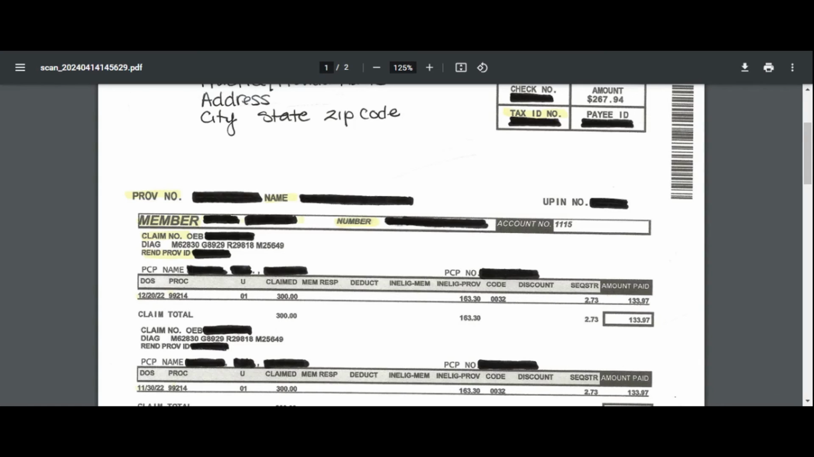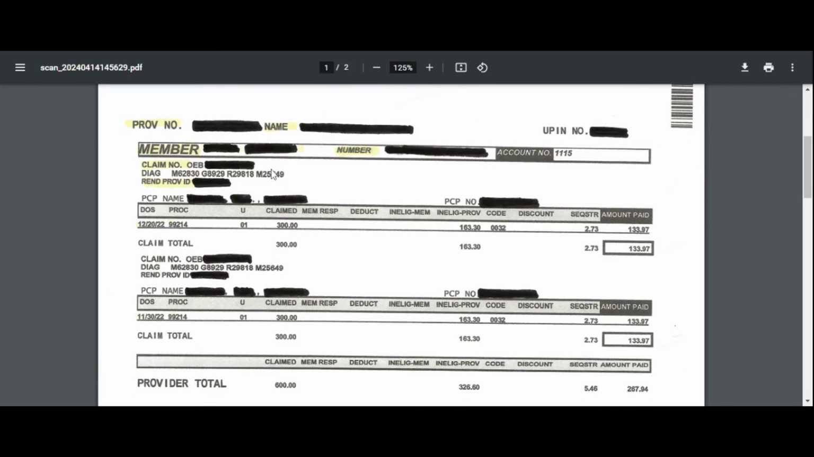As we come down a little further, you see the provider number and the name, the UPIN number, which for a long time we haven't used UPIN numbers. So when I saw this, I was a little shocked. But the UPIN number in this case is the first 6 of the NPI number. I don't know if it's always like that, but in this case, that is what it was.